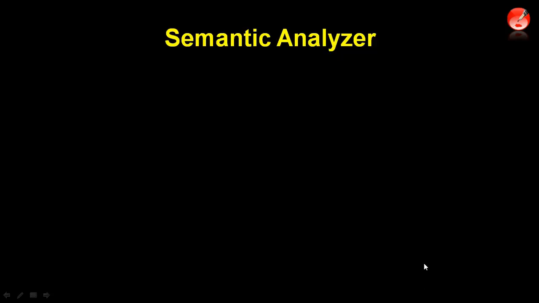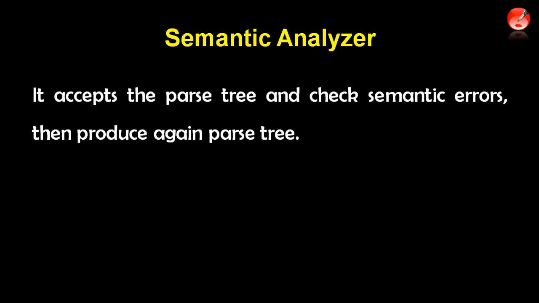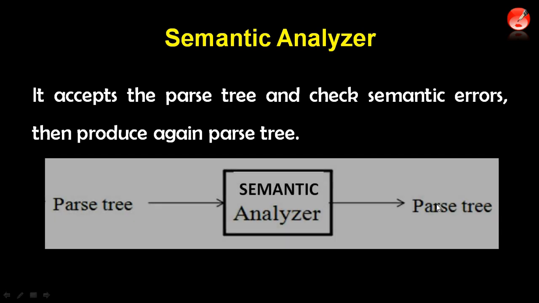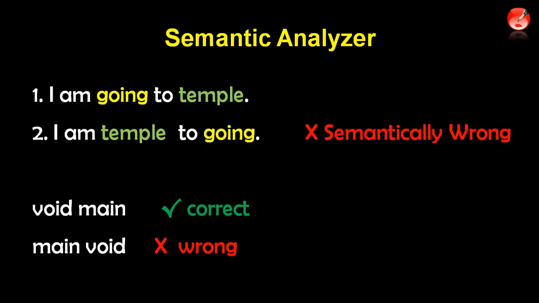Next phase is semantic analyzer. Semantic analyzer accepts the parse tree and checks the semantic errors. If there is no error, it generates the parse tree with some added information. So both the input and output of the semantic analyzer are the same parse tree, the output having some added information. To understand the semantic analyzer operation, let us take a simple example.